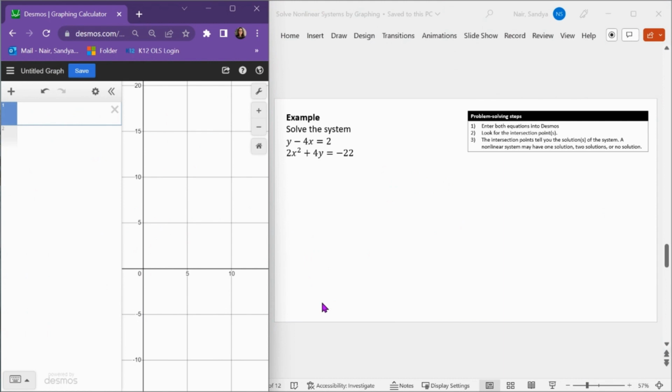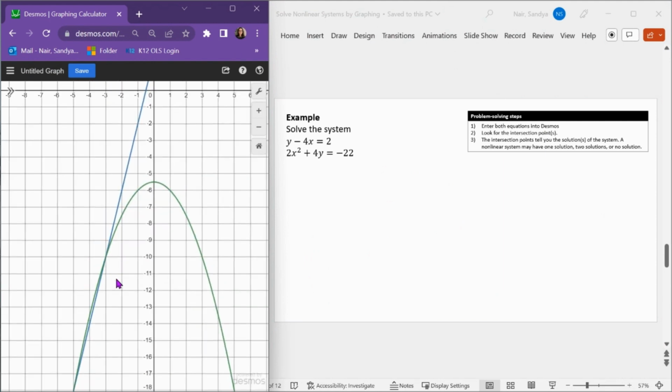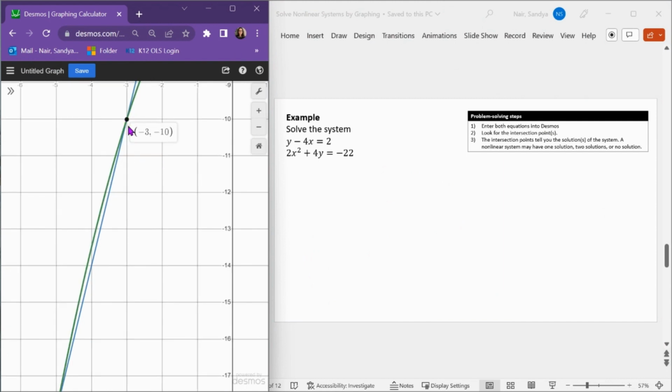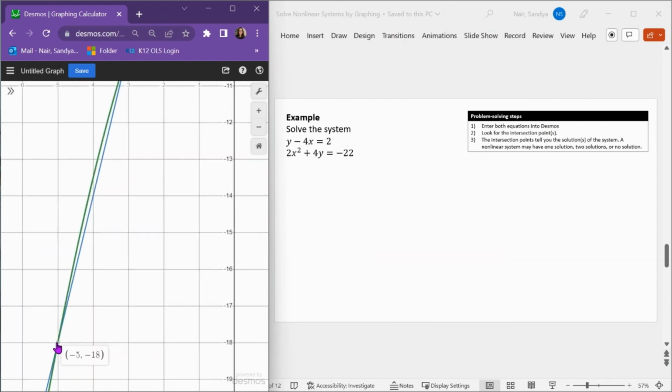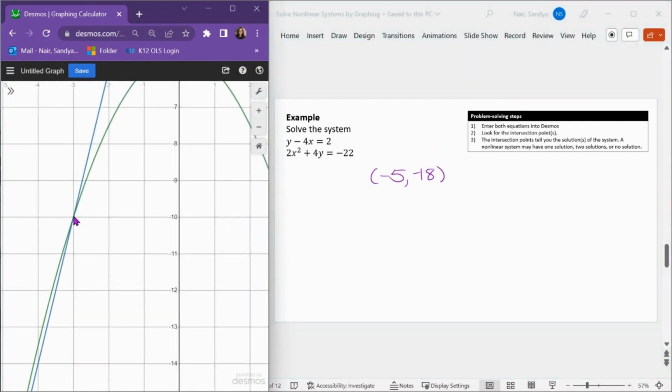Now let's try solving this system. We have y - 4x = 2, and we also have 2x² + 4y = -22. If we look at our graph, we can see that it has two intersection points. I know it's kind of hard to see, so I'm going to zoom in. If we click on those points, it'll give us the coordinates. So we have (-5, -18). And if we go up here, we have (-3, -10).